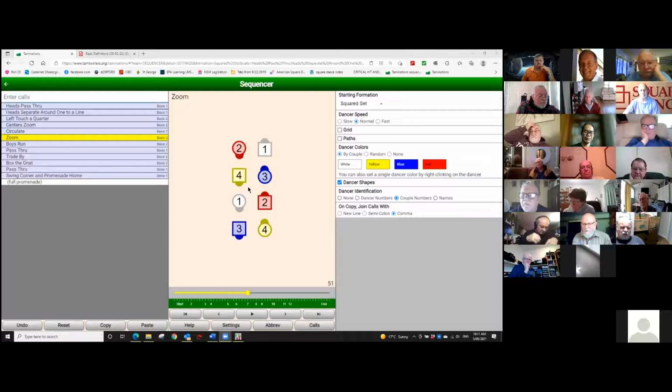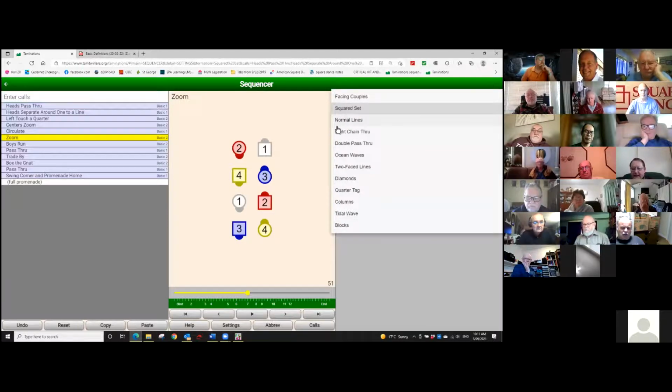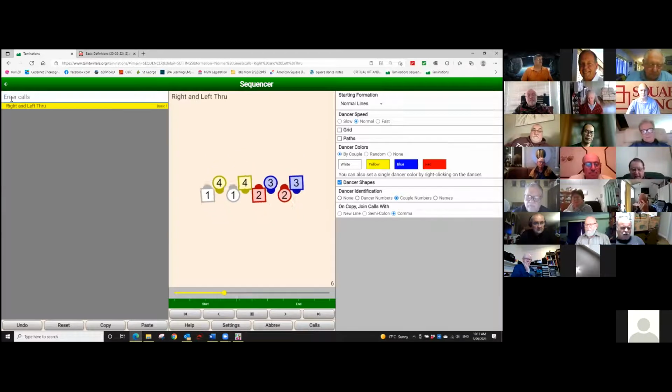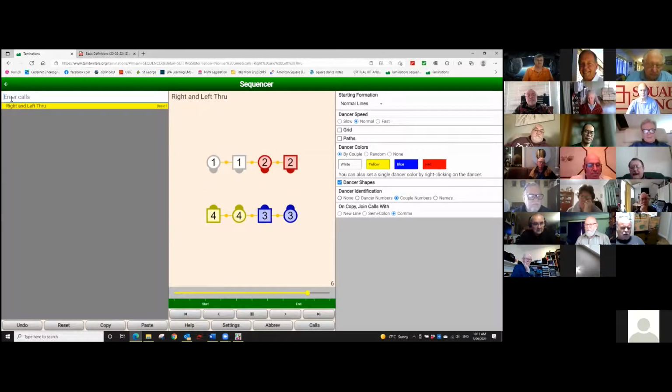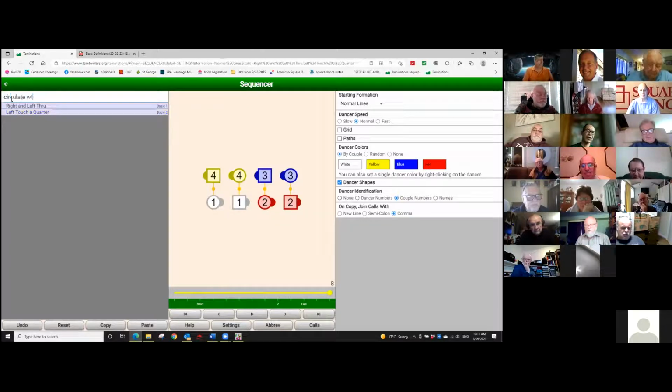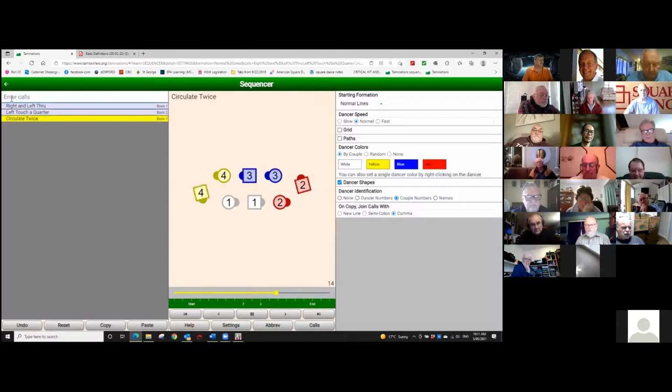Jeff, you had a comment. Yeah. From a normal line, zero line, right and left through, so it's out of sequence. I don't know whether you'll be able to do this one, but anyway, left touch a quarter. Circulate twice. Then zoom one and a half to a right and left grand.